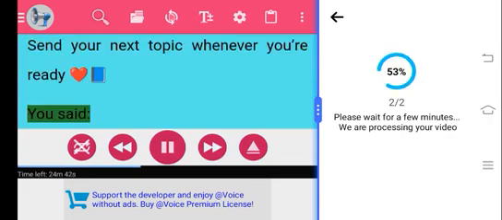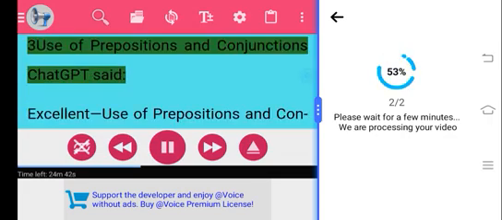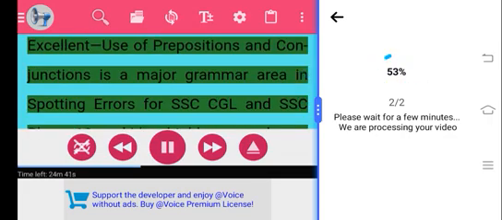You said: 3. Use of prepositions and conjunctions. ChatGPT said: Excellent. Use of prepositions and conjunctions is a major grammar area in spotting errors for SSC CGL and SSC.